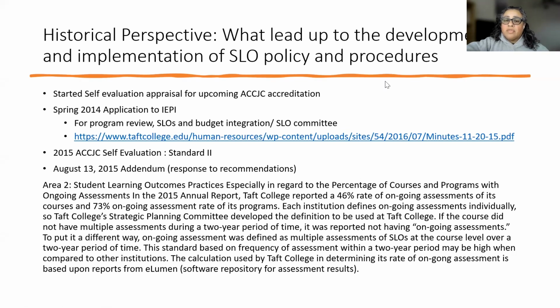So historically, what happened with Taft College was we got dinged by ACCJC in 2014. And in 2015, our self-evaluation was standard 2. So we had to figure out how to collect learning outcomes, which a lot of campuses a few years ago were having issues with: where do we collect the data? I know a lot of campuses use different platforms to collect their SLO data.